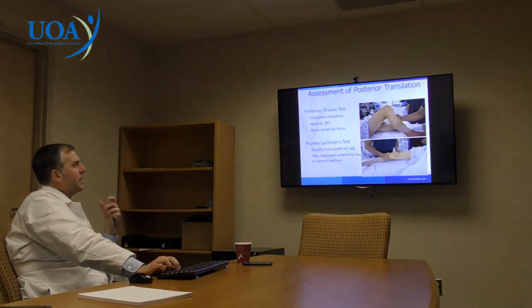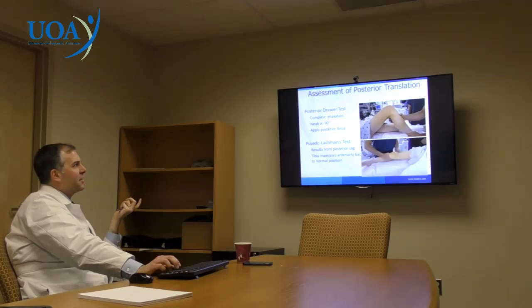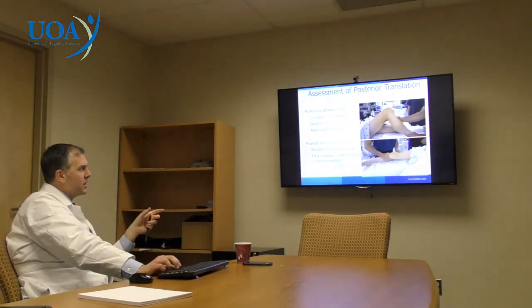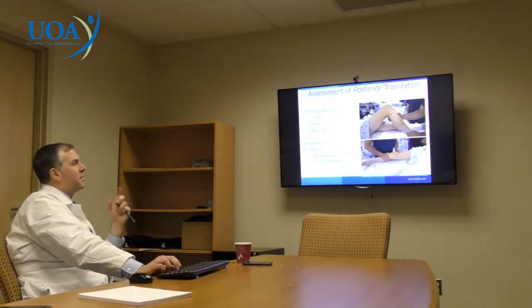Again, posterior drawer is really the mainstay of this. These are all dramatic examples where you can really see the condyle staying stationary and then that tibia completely subluxing at the back.